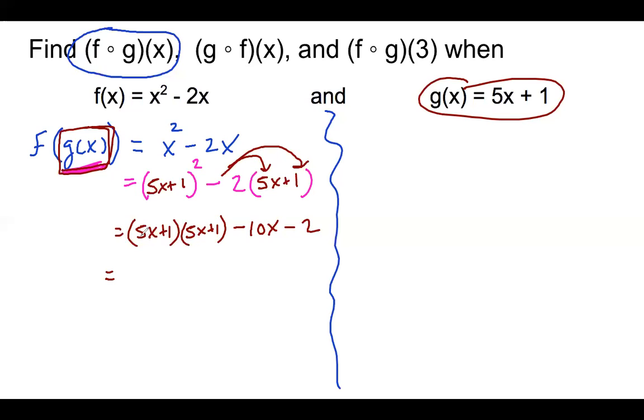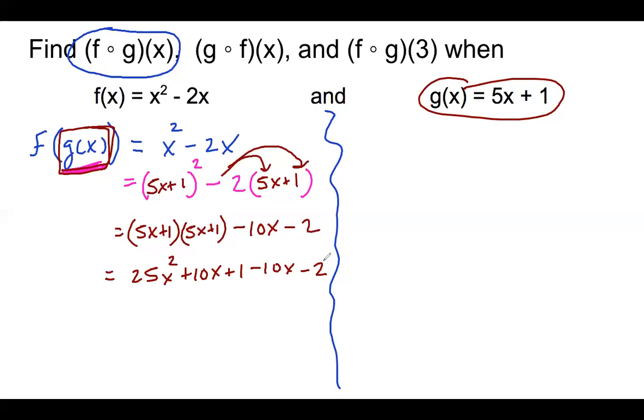So we got first, 5x times 5x is 25x squared. Outermost would be 5x times 1. And innermost is 5x times 1. So that's 5x and another 5x, which would be 10x. And then the last term of each binomial to multiply for the FOIL, 1 times 1 is 1. And then I'm going to recopy my minus 10x and then my minus 2.